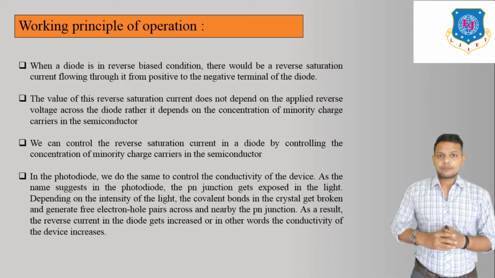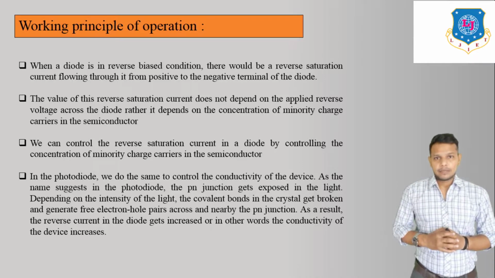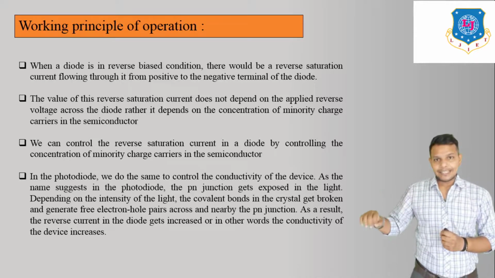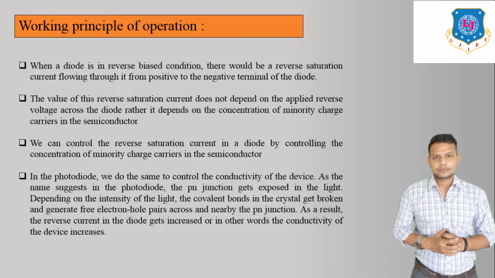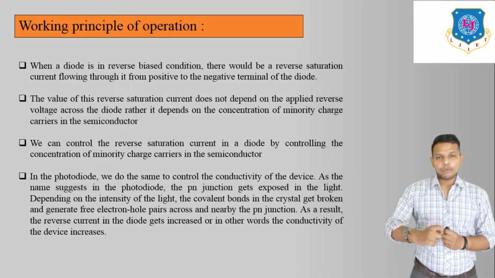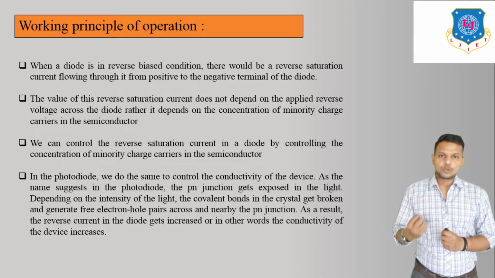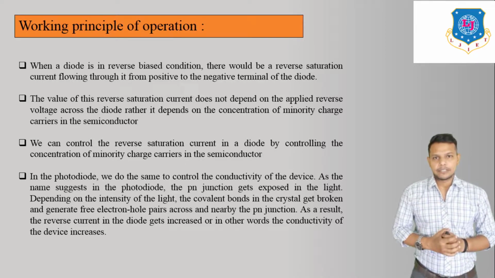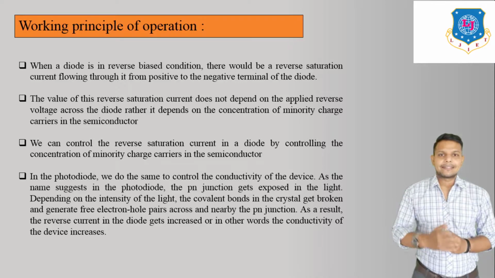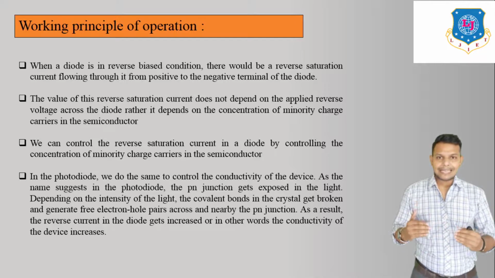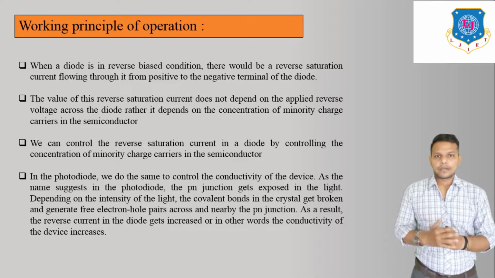So if at this particular time light strikes this depletion region, an electron-hole pair is generated. When this electron-hole pair is generated, it moves towards the positive and negative terminals respectively, according to the bias. That's why current flows at this time. So like this, a photodiode works.